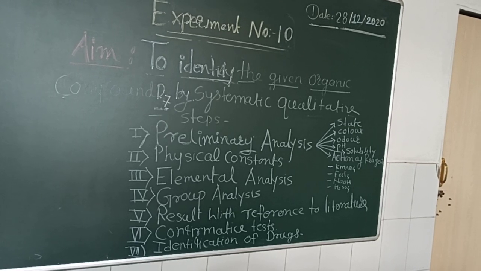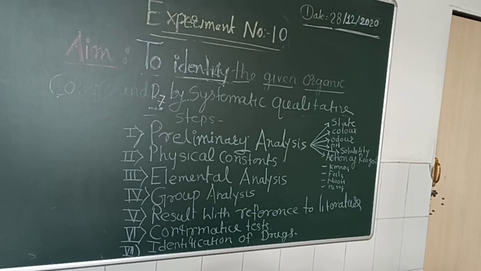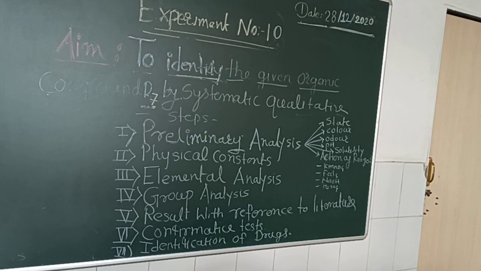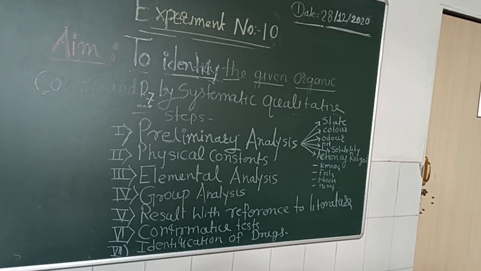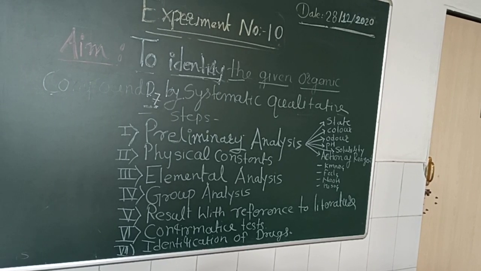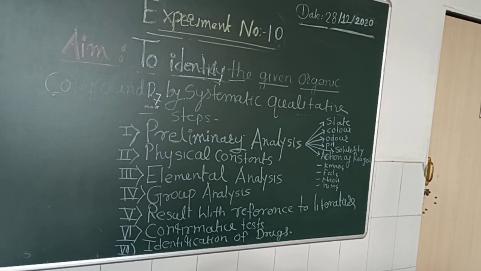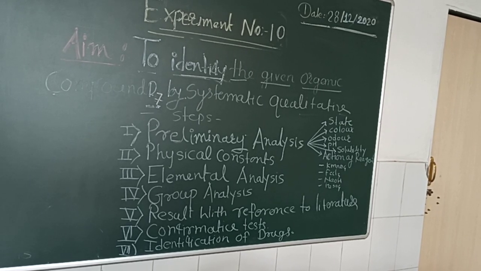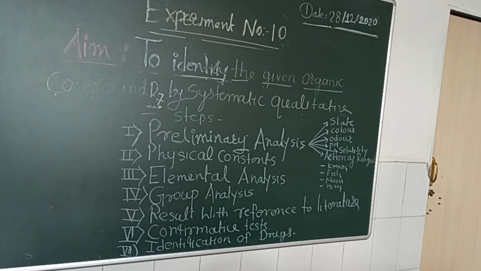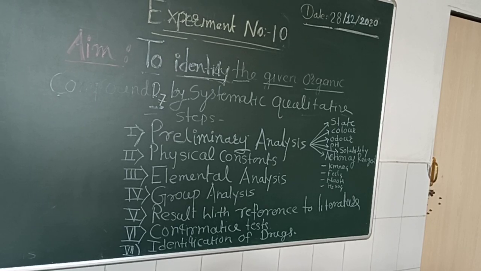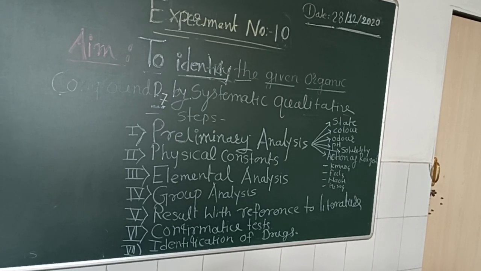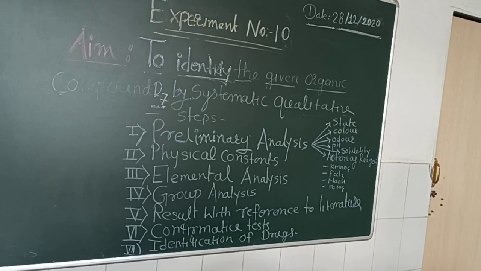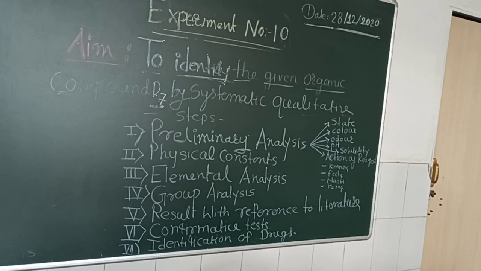In that we have to perform different tests like state, color, odor, pH, solubility and action of different reagents. Then the second step is determination of physical constant, then elemental analysis, group analysis, then result with reference to literature, then confirmative test, and the last one is identification of the compound or drug. See, the first step, that is preliminary analysis. In that you know the steps involved in preliminary analysis.